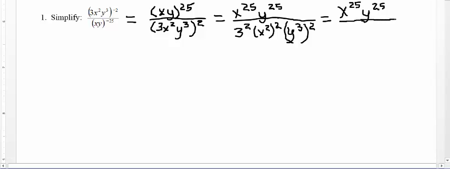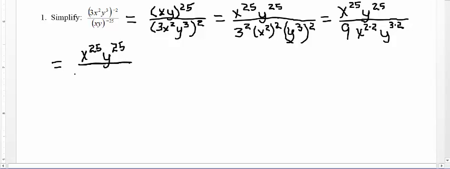And now let's simplify our denominator. 3 squared is 9. X squared squared is x to the 2 times 2. Y cubed squared is y to the 3 times 2. So I'm using the power to power rule here. Let's recopy this numerator and let's simplify our denominator, which is 9x to the 4th, y to the 6th.